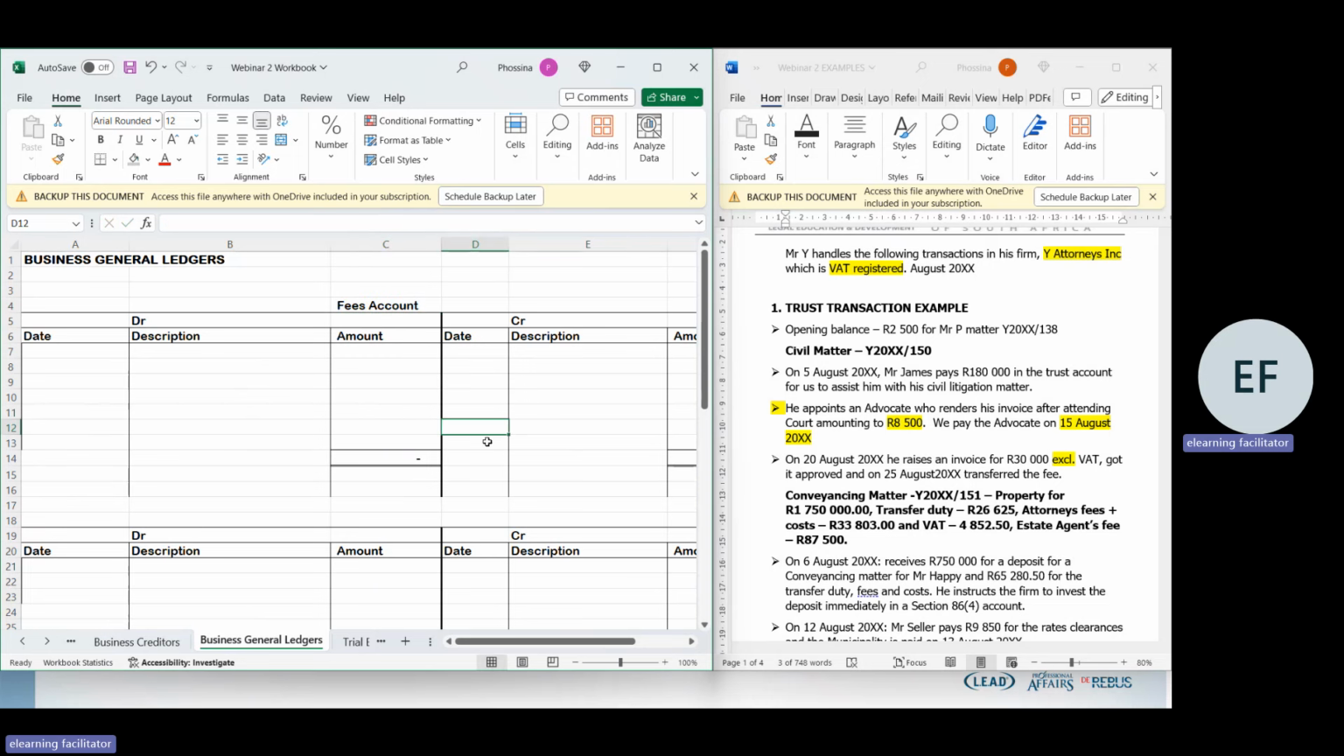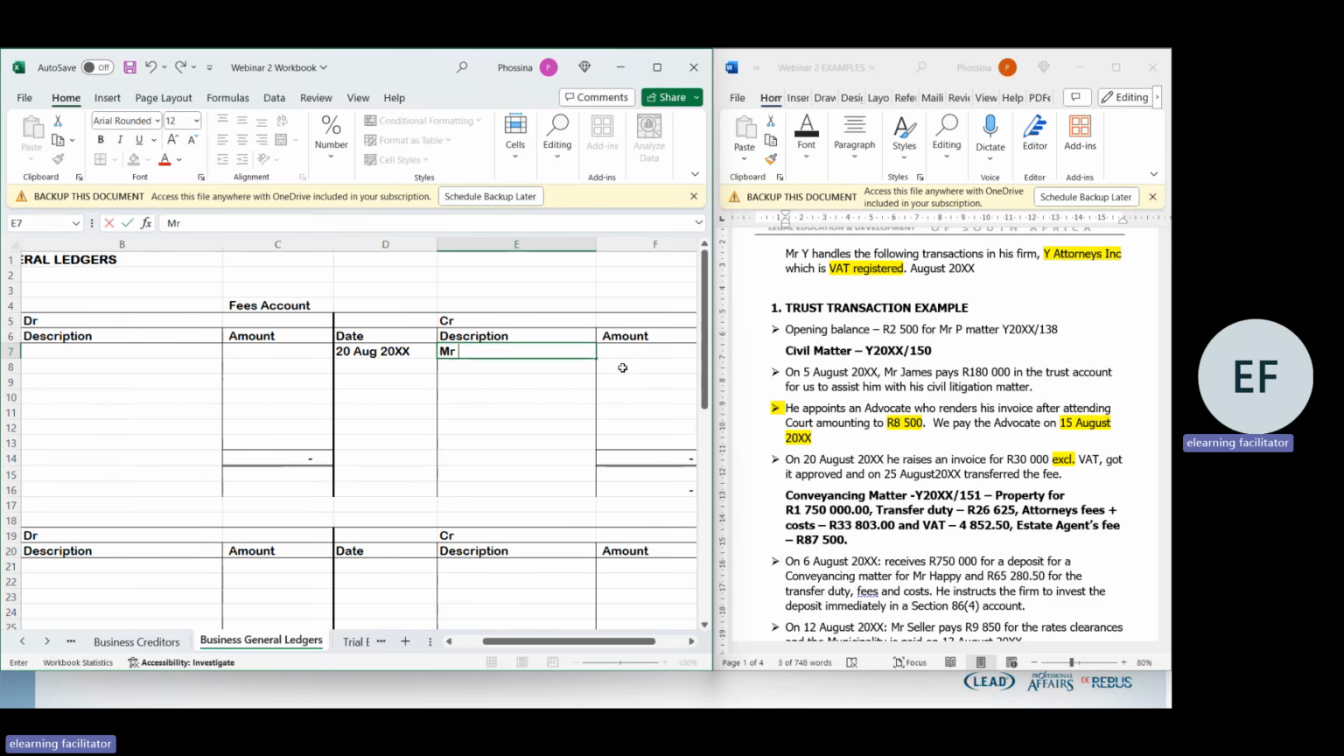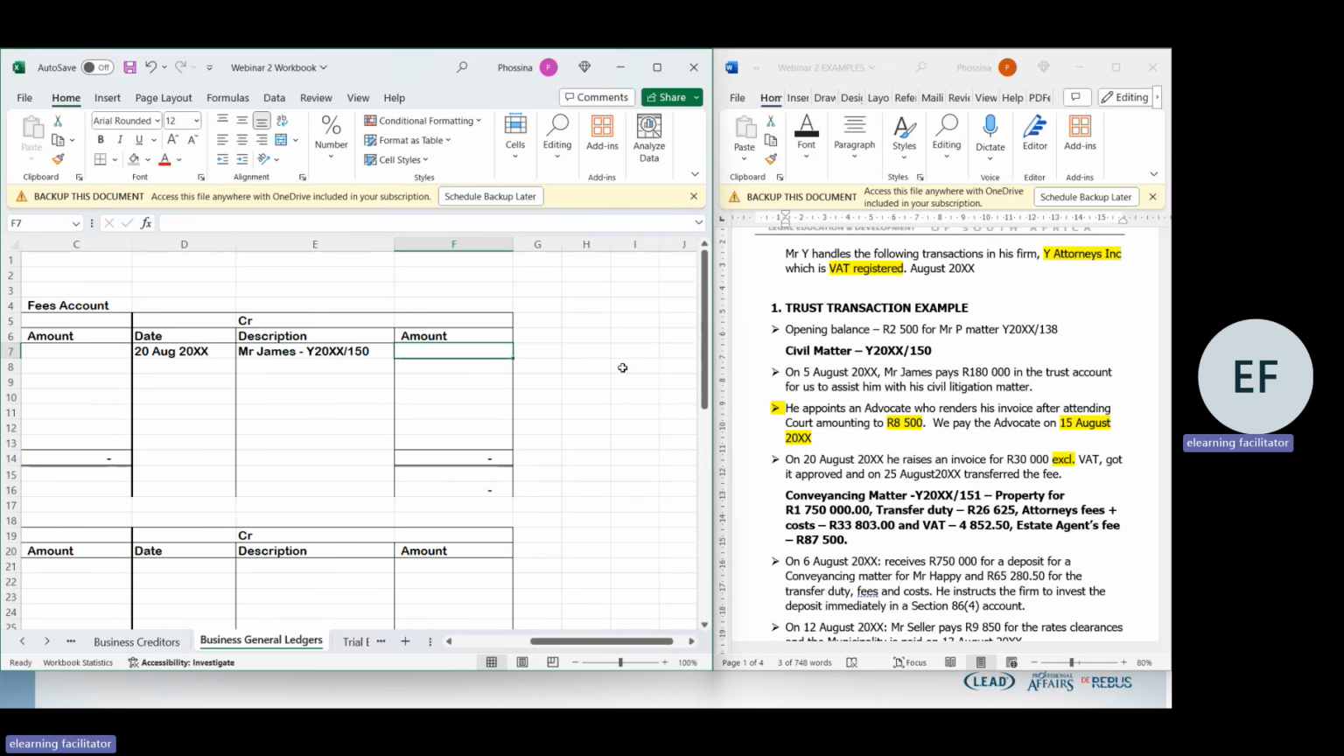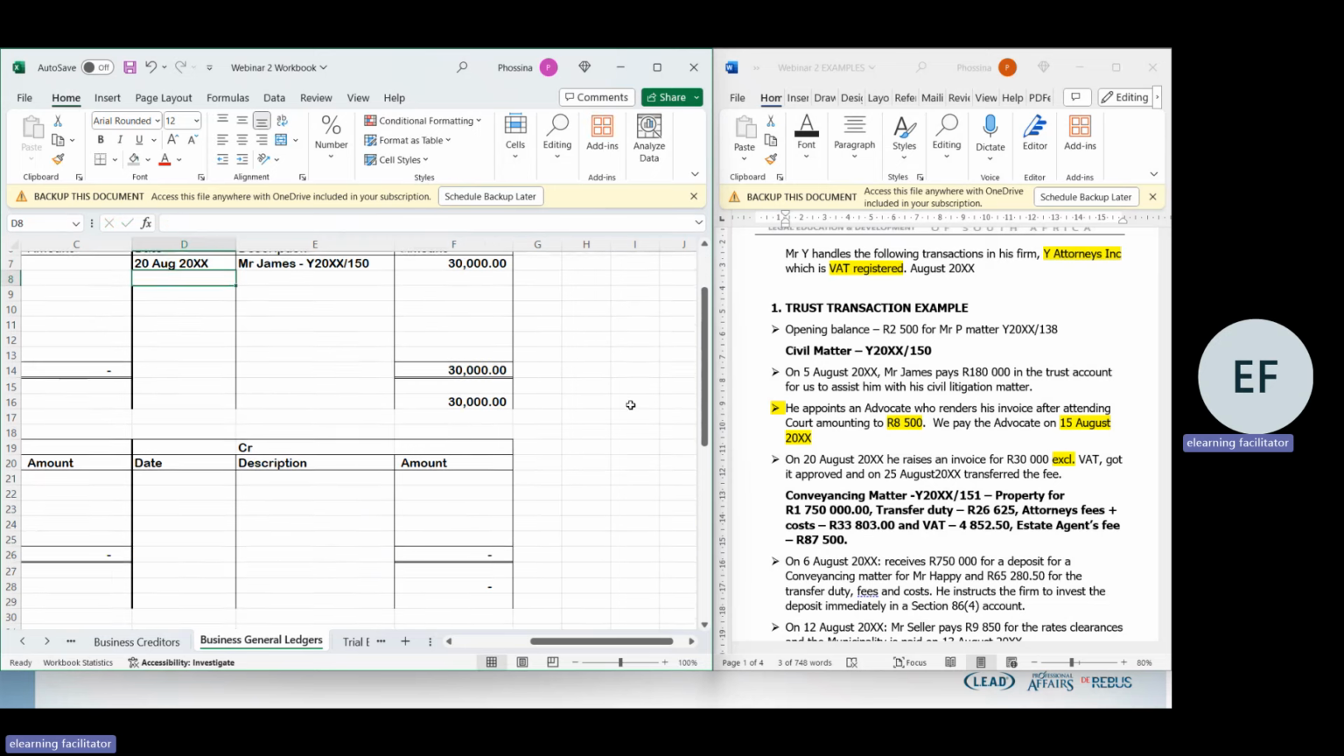So as you could see on our worksheet, we've debited Mr. James, and then we are going to credit our fee account. And this is on 20 August 20XX. And how much are we crediting? So this is Mr. James Y20XX stroke 150. We know this is the file reference, so if you can go into it, you'll be able to see the fee note. And how much is our fee? Our fee is 30,000. Okay, our fee is 30,000.